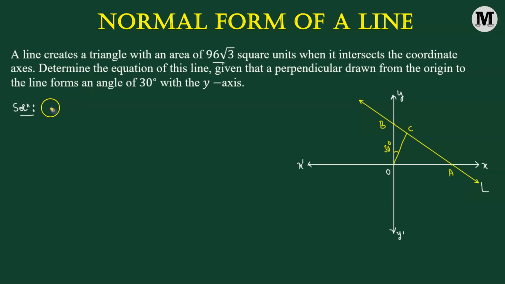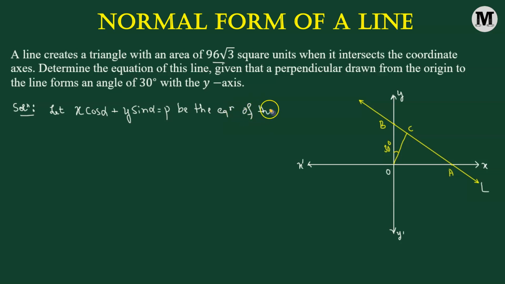Okay, let us begin. First, we're going to consider the equation of a line. Let us suppose that the equation of the line is given by x times cosine of angle alpha added to y times sine of angle alpha equals p. So let's say this is the equation of the line. We're going to consider the normal form of the line.